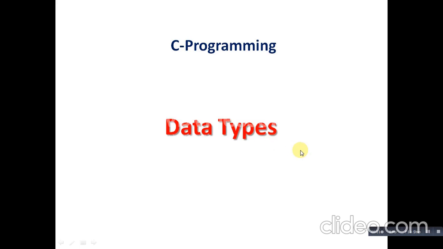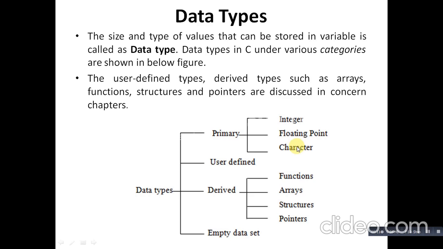Hello everyone. In this video, I am going to explain the data types in the C programming language. The data type is used to find out what type of variable has been declared in the programming language. The size and the type of the value that can be stored in the variable is called the data type, and the data types in C fall under various categories shown in this figure.